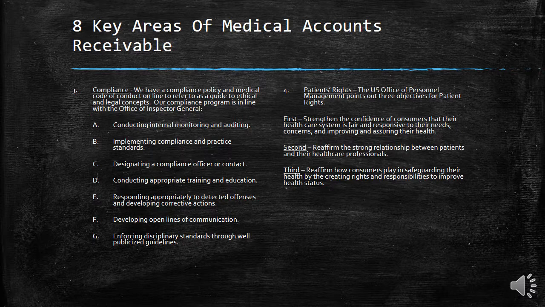Number 4, patients' rights. The U.S. Office of Personnel Management points out 3 objectives for patients' rights. The first one, strengthen the confidence of consumers that their healthcare system is fair and responsive to their needs, concerns, and improving and ensuring their health. The second, reaffirm the strong relationship between patients and their healthcare professionals. And the third, reaffirm the role consumers play in safeguarding their health by creating the rights and responsibilities to improve their health status.